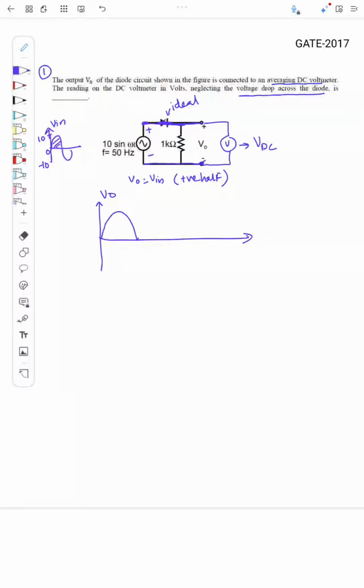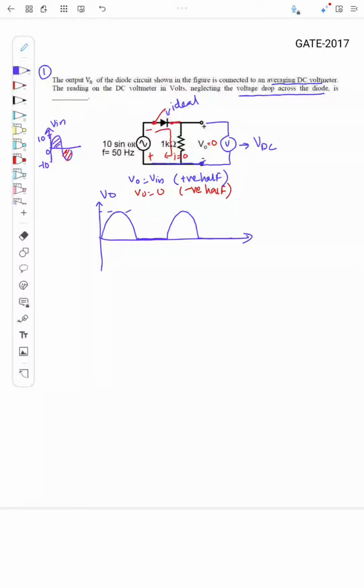And what happens during the negative half cycle? When it is in the negative half cycle, this will be minus, plus. So this diode is open. So there won't be any current flowing through the 1K, right? So I will be equal to 0. So V0 will be equal to 0 for the negative half. Okay, so it will be like this. Again it will be repeated in the next positive cycle like this.